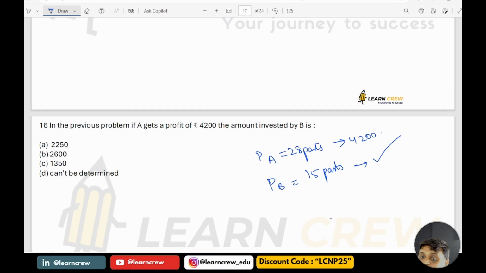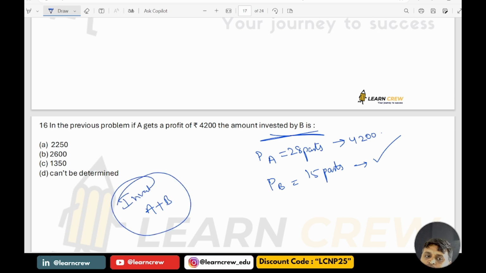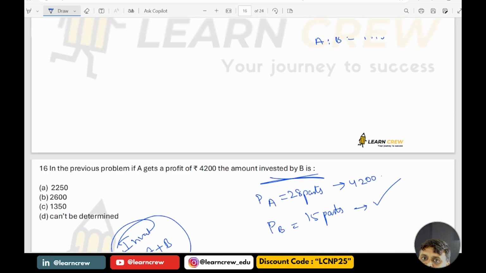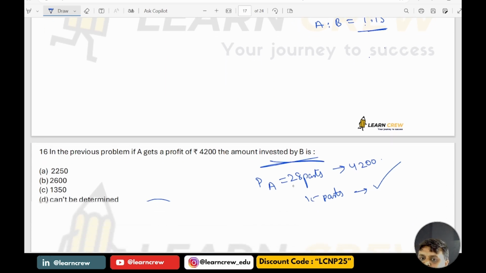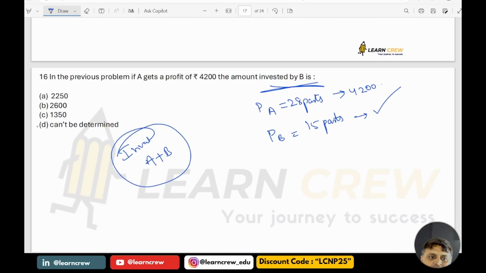We can find out B's profit, but we cannot find out B's investment, because A plus B total investment is not known. Only in the previous question we got the investment ratio. So if A's investment is known, then we can find B's investment. But with the ratio of profits of A and B, we cannot find the investment of B without knowing the entire investment or A's investment. So the answer is cannot be determined.